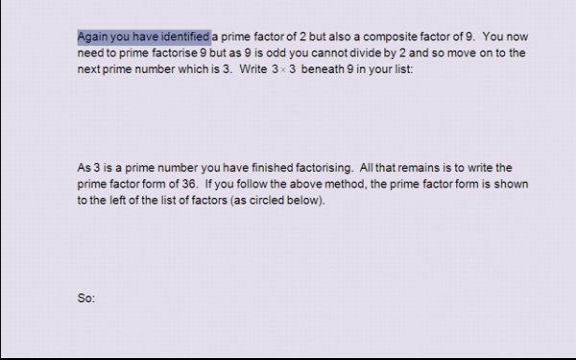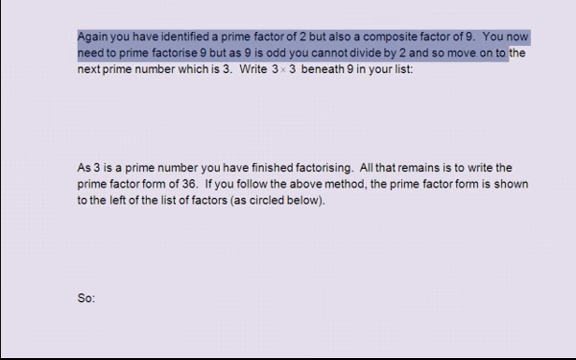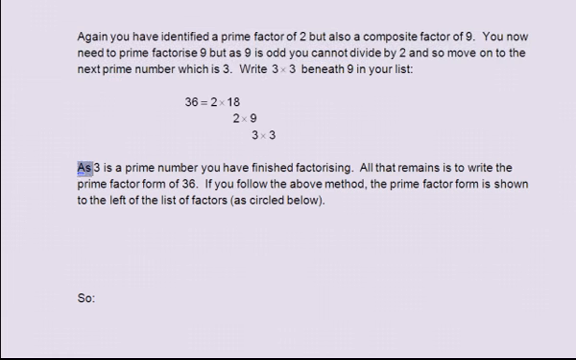Again, you have identified a prime factor of 2, but also a composite factor of 9. You now need to prime factorise 9, but as 9 is odd, you cannot divide by 2, and so move on to the next prime number, which is 3. You started off with 36 equals 2 multiplied by 18, broke 18 down into 2 multiplied by 9. Now write 3 multiplied by 3 beneath 9 in your list. As 3 is a prime number, you have finished factorising.